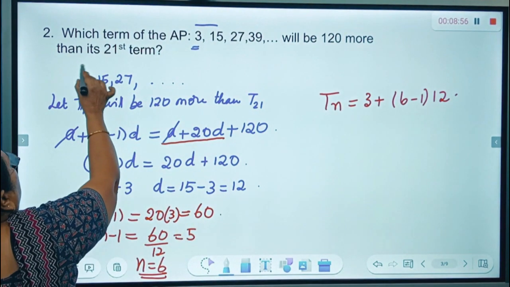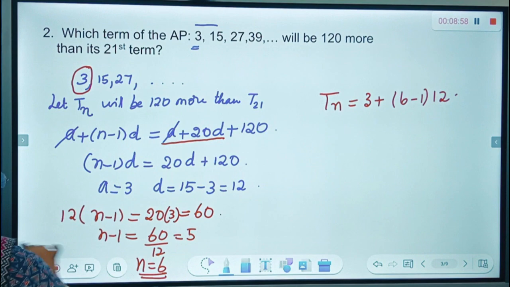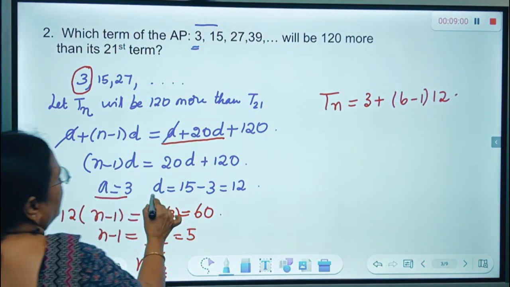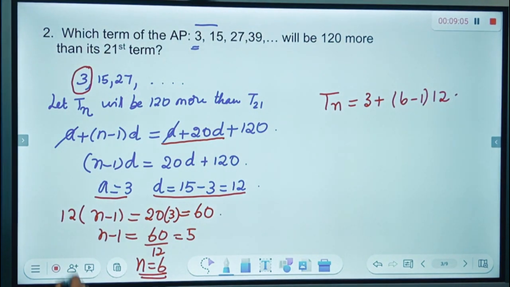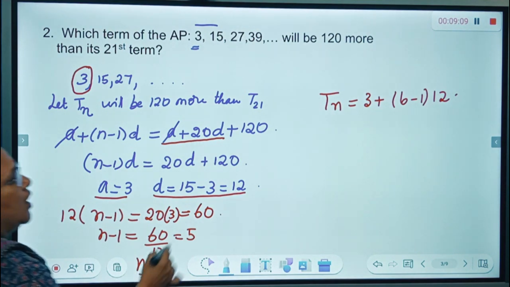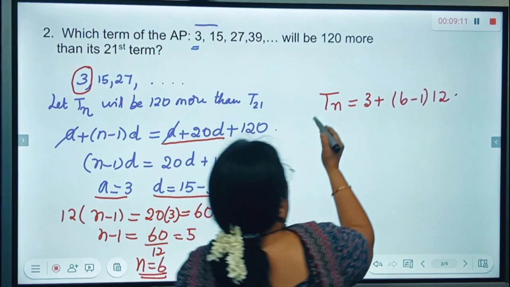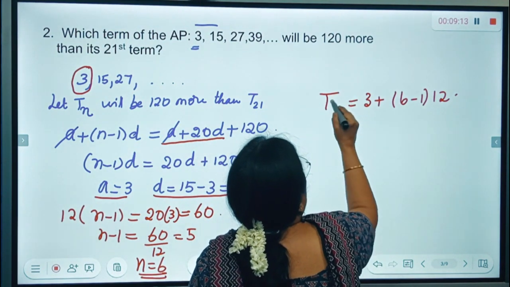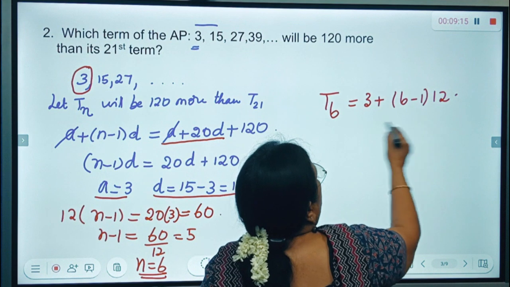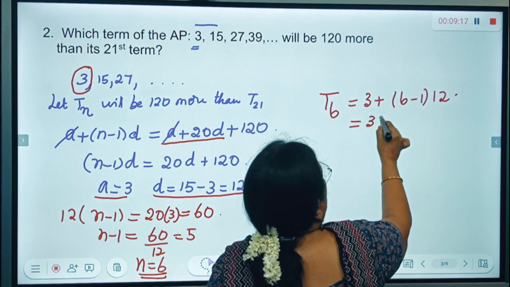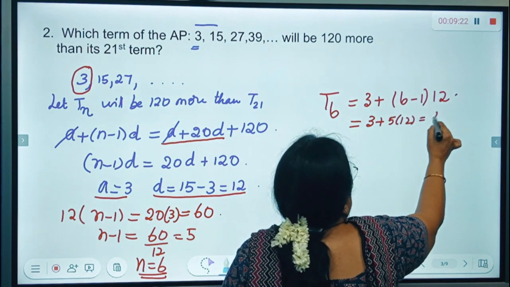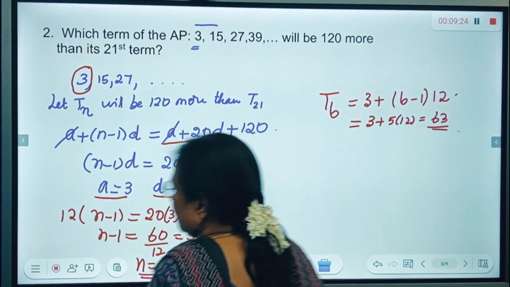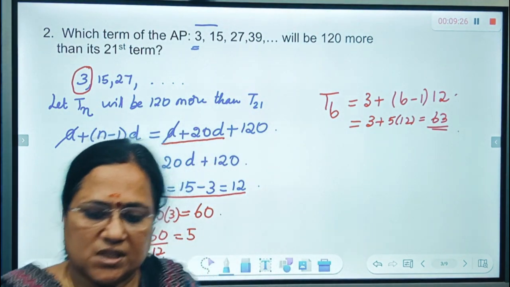But we also know from this is A. Right? A is 3, D is 15 minus 3, which is 12. Now substituting, I get n equal to 6. Now n equal to 6. So what is T6? T6 is A plus n minus 1 into D. That is 3 plus 5 into 12, which is 63. 60 plus 3, which is 63.